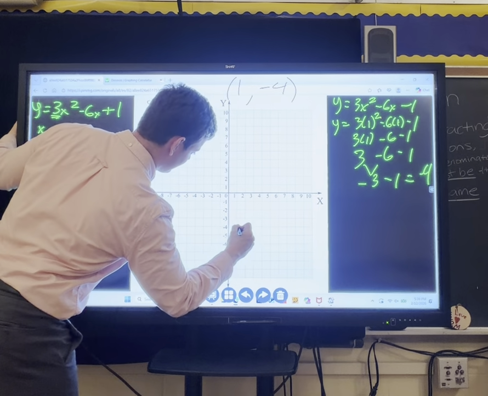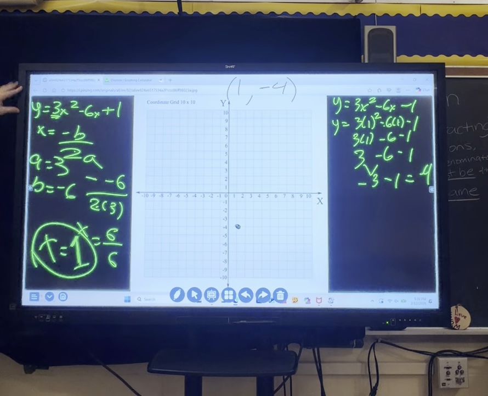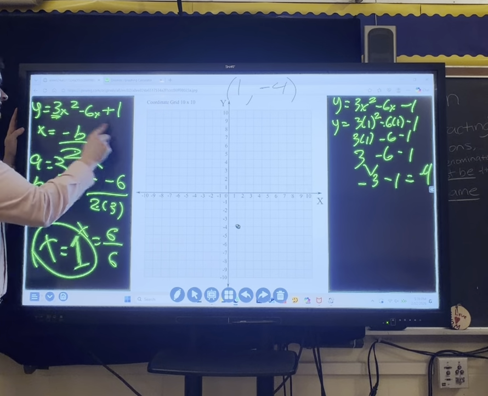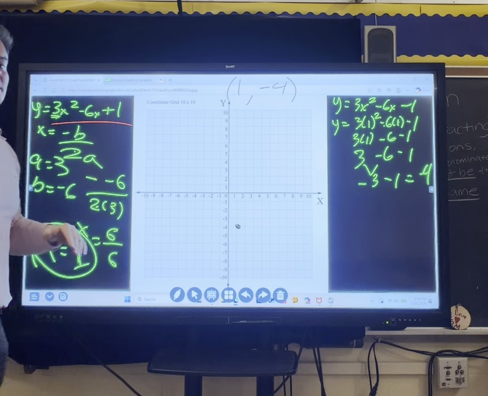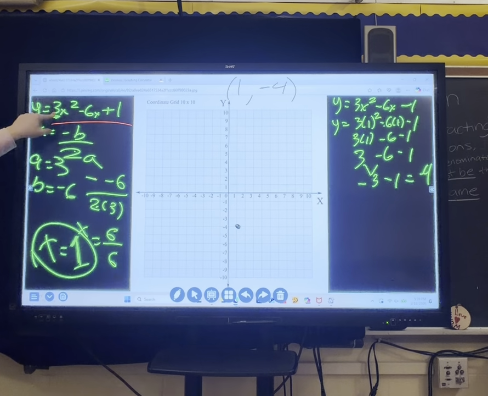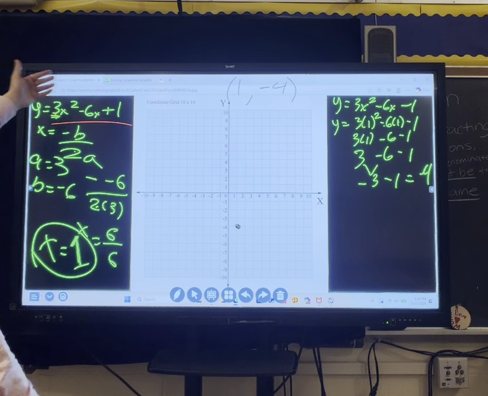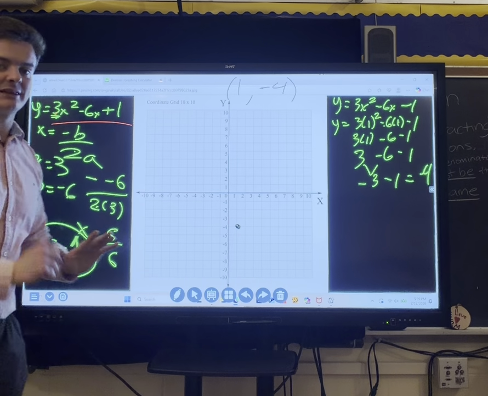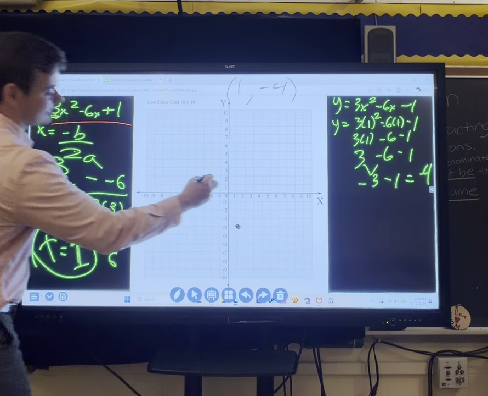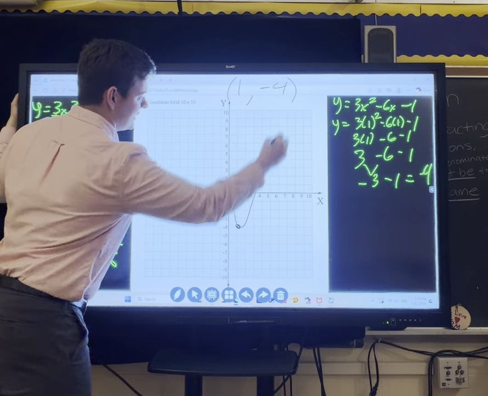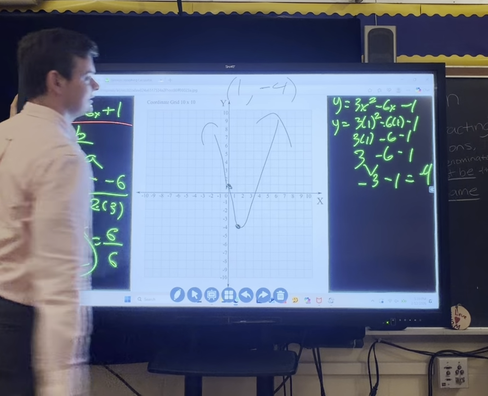Now, if I wanted to find the x-intercepts for this equation, I'd have to do the quadratic formula. I know I have to do the quadratic formula because my a isn't 1, and I can't easily divide everything by 3. So I'm not going to go crazy with that. I just know my y-intercept is 1. It looks something like this.